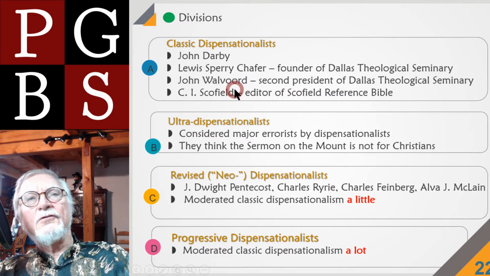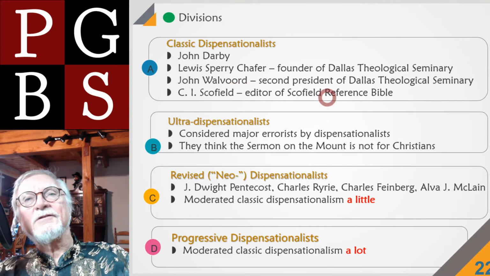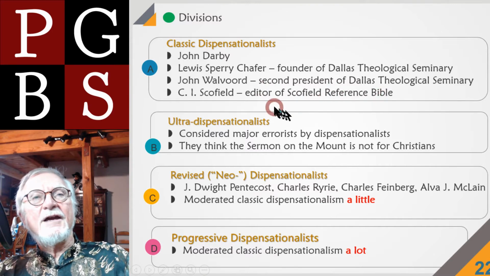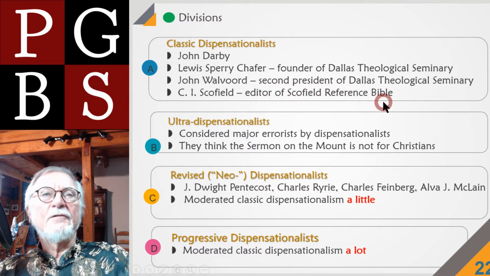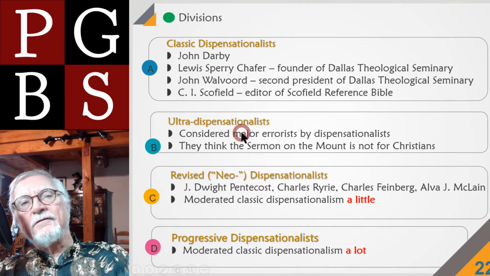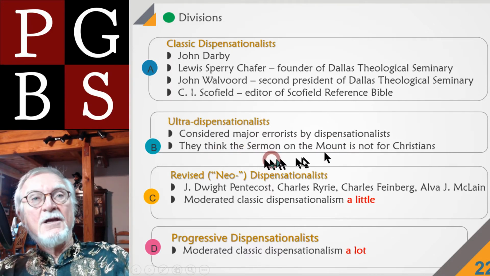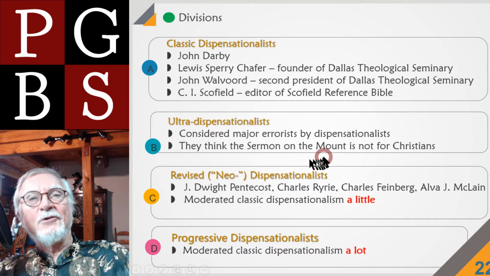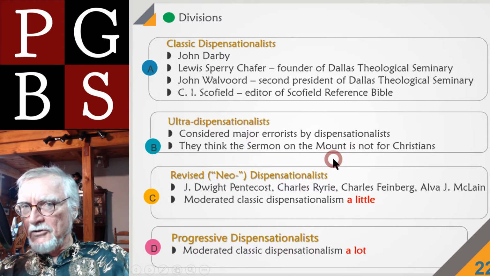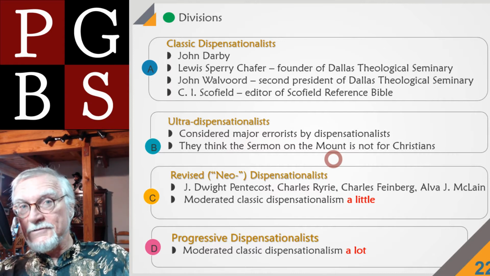You've got John Walvoord, whom I've listed here as a classic dispensationalist. He was the second president of Dallas Theological Seminary. And C.I. Scofield, editor of the Scofield Reference Bible. Some people put Walvoord up here in the revised neo-dispensationalist group, I think. Ultra-dispensationalists, these even dispensationalists think are whacked out. They're considered major errorists by dispensationalists. And the way you remember these people, they think the Sermon on the Mount is not for Christians. That's for the kingdom age, the millennium, not for Christians, which is utter, absolute nonsense. Even the dispensationalists agree with that.